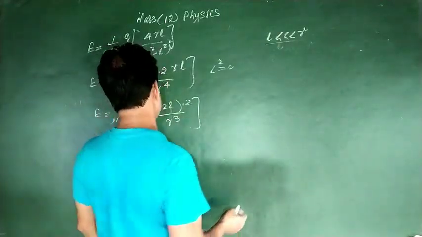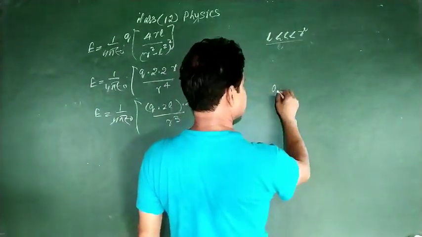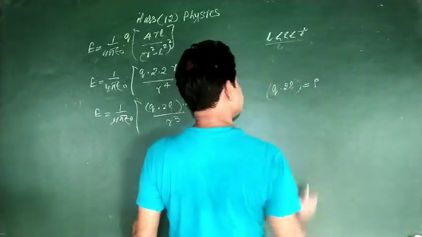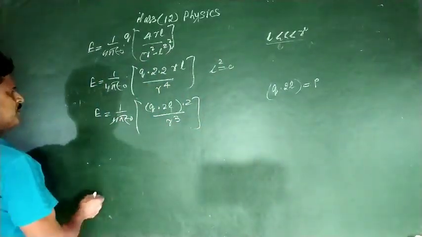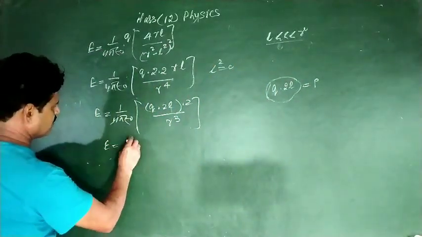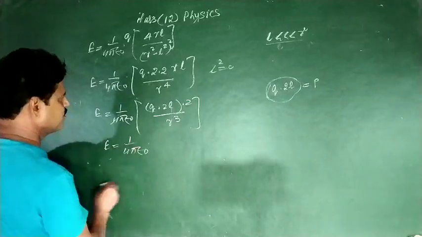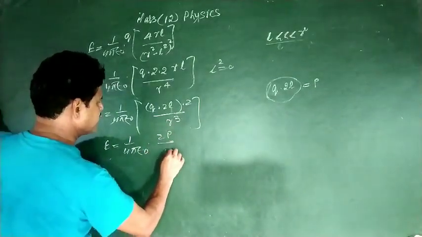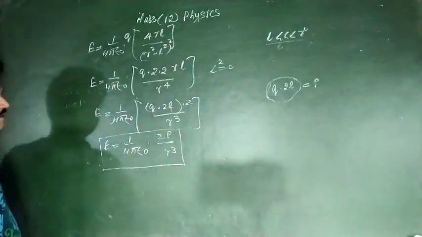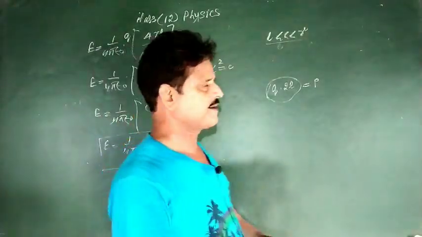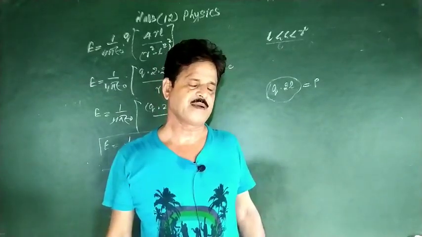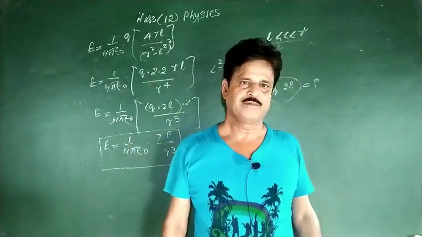And we know the multiplication of one charge and the displacement between the charges, q into 2L, is equal to the dipole moment P. Then putting the value of P for q into 2L, E is equal to 1 upon 4 pi epsilon 0 times 2P divided by R cube. This is the final formula to find the electric field intensity created by an electric dipole at a certain point on the axial position.